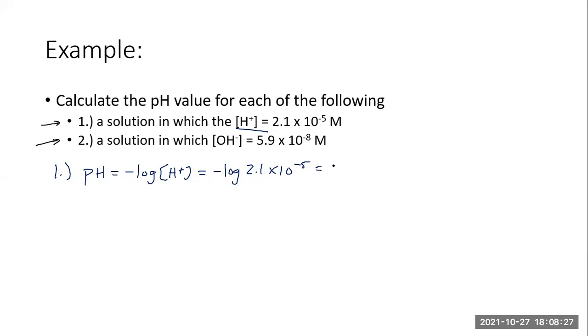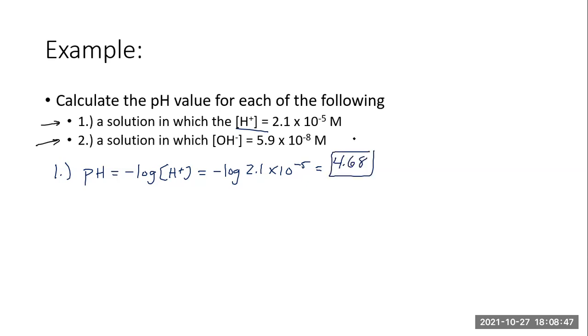So I have a display calculator today. So minus, negative button, not to subtract, log, 2.1, exponent button, negative button, and 5 gets us a 4.68 pH.